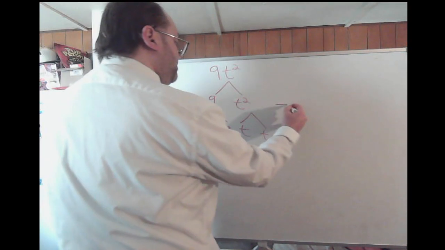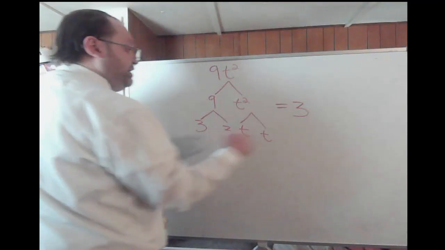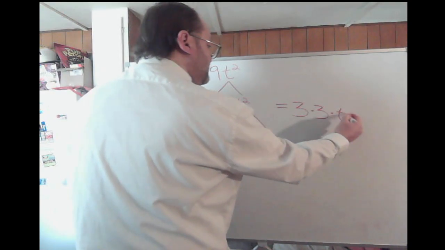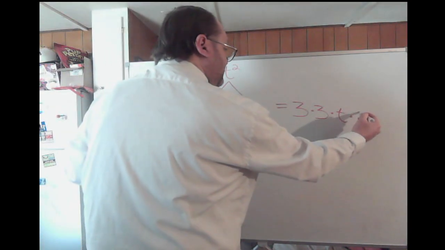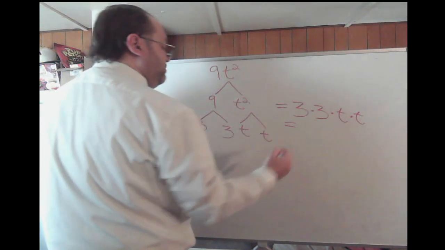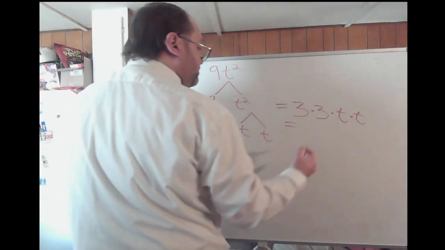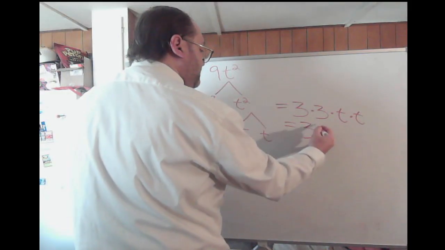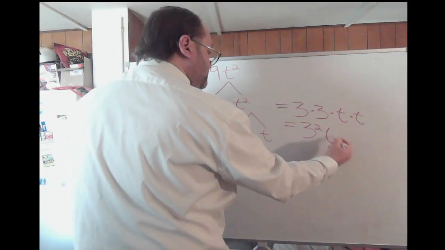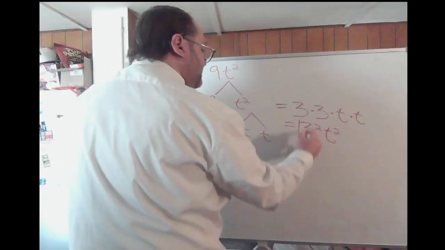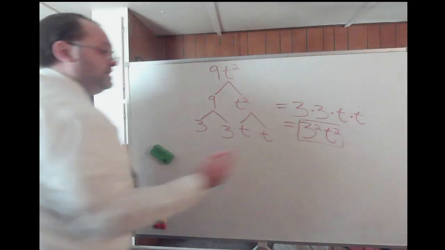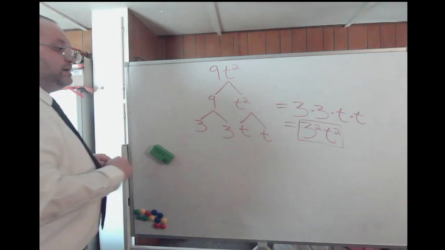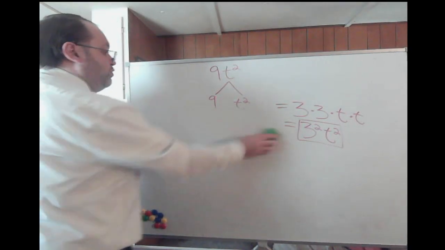So your prime factorization for this is going to be 3 times 3 times t times t. Which, if we want to get technical and use exponents, 3 times 3 is 3 squared, and t times t is t squared. Your prime factorization is going to be 3 squared t squared. That would be your prime factorization for this monomial. Alright, let's do some more here.